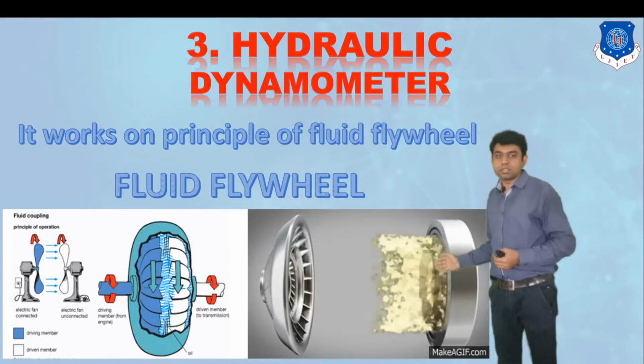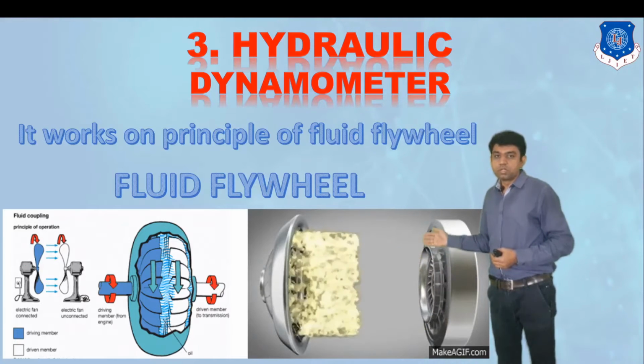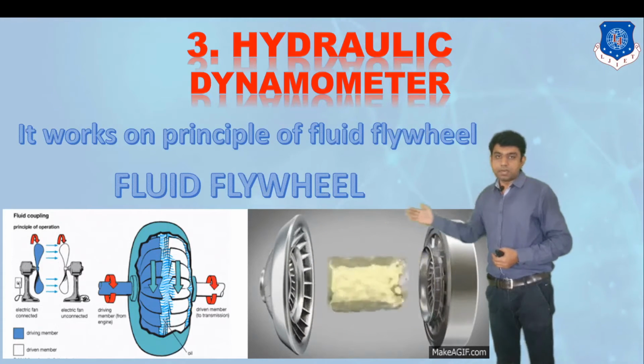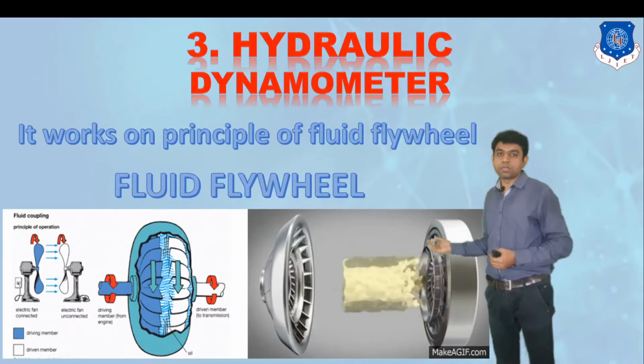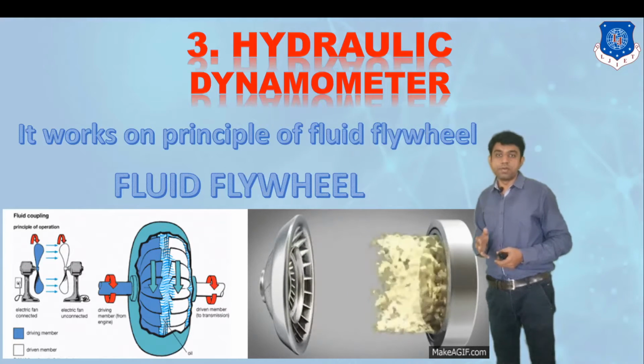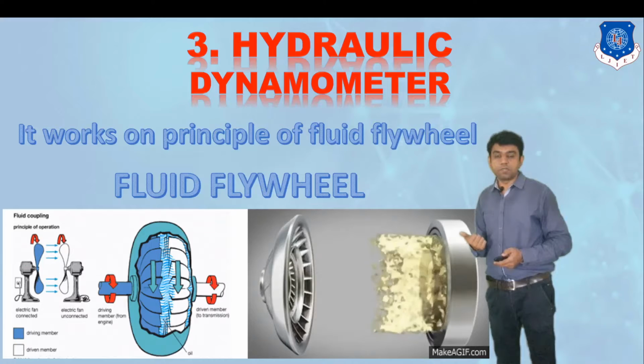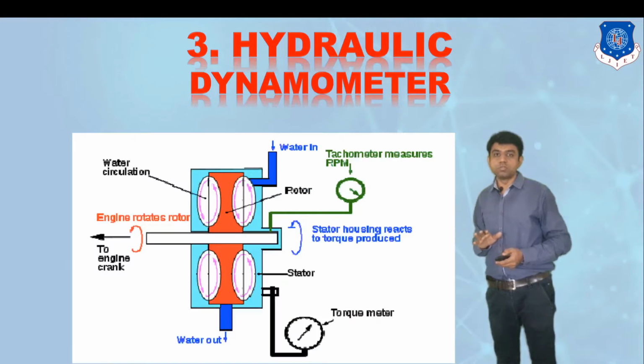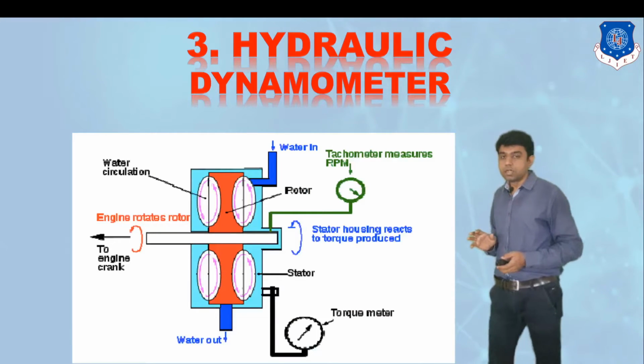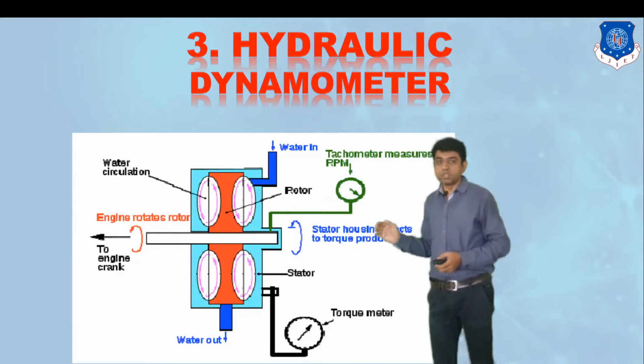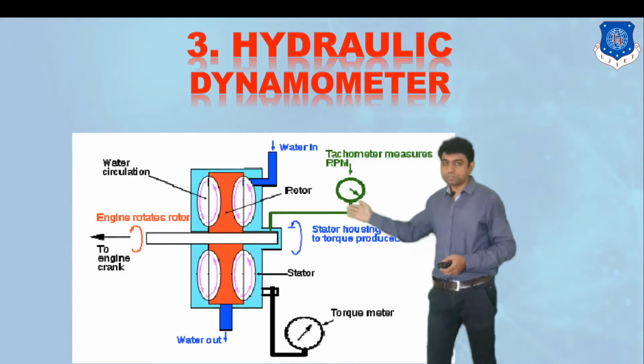That is visible in this GIF also. One member is rotating, another is steady, but it will still try to rotate due to the motion of the fluid. That is the concept of the fluid flywheel, which we are going to use in the hydraulic dynamometer. So let us have a look at the construction of the hydraulic dynamometer.